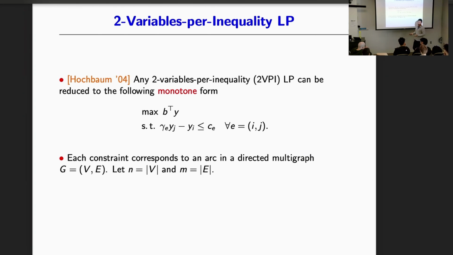Now, because it's 2 variable, you can think of this as corresponding to a graph. So each constraint will represent an arc in a directed multigraph. And the variables yi, yj will correspond to nodes of this graph. So we'll denote G as the graph representation of such a monotone 2VPI LP. And throughout this talk, N will represent the number of nodes and M the number of edges. And we'll call this positive gamma E factor for every arc, the gain factor of that arc.